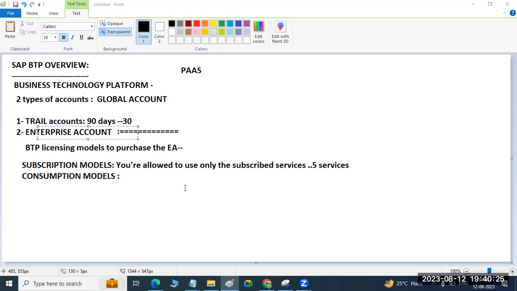The only difference is the consumption. If you want more consumption, you will not get that in the trial account. You have to use the consumption based models. Some services are free, some services are not free, and the non-free services are available in the enterprise account. So in the trial account, can we create a HANA cloud database? I think we can create it, but there are some limitations, I think 5 GB of data space, and we can use only within that limit.